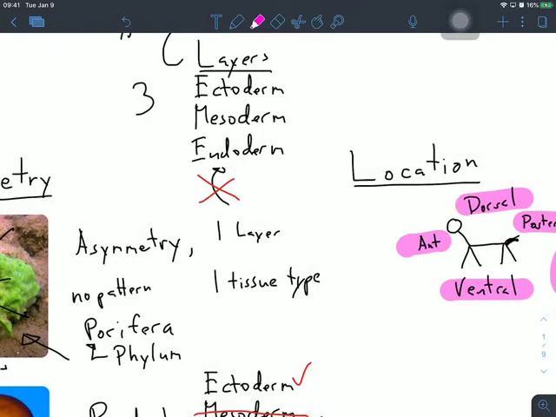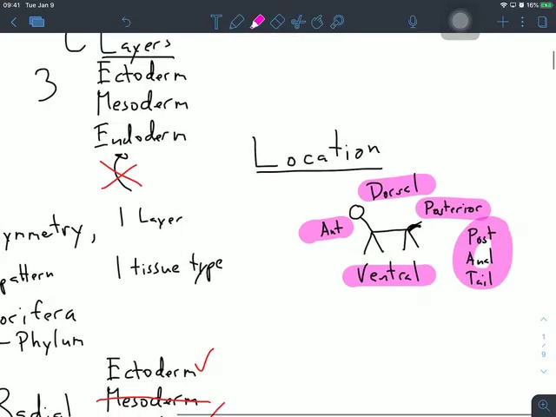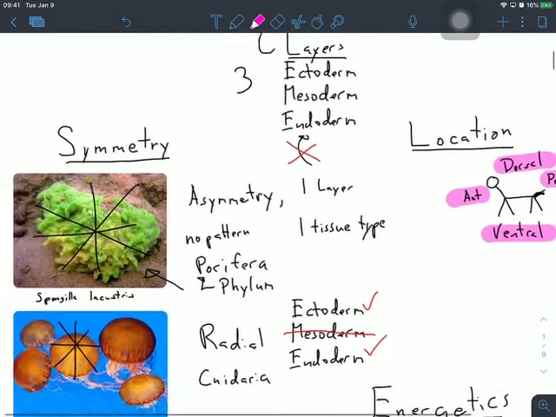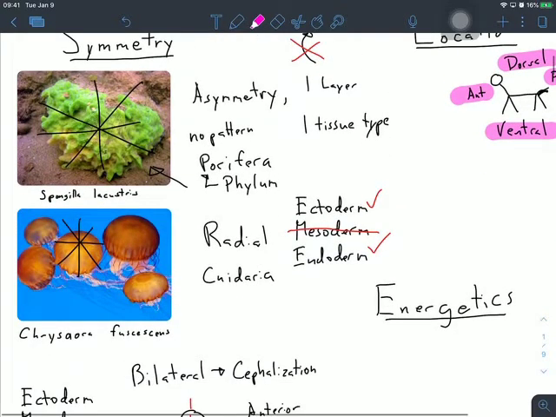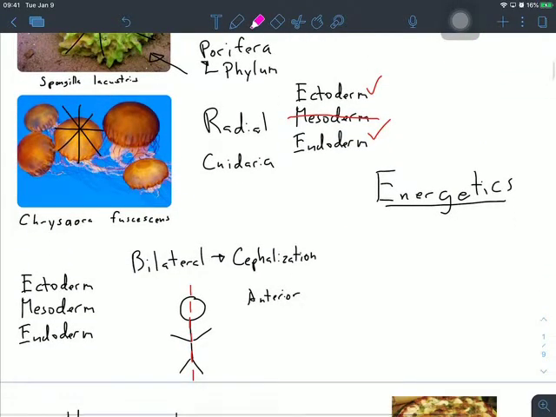All organisms to which these terms apply have those three tissue layers that we see in bilaterally symmetrical organisms with cephalization, or the formation of a head.